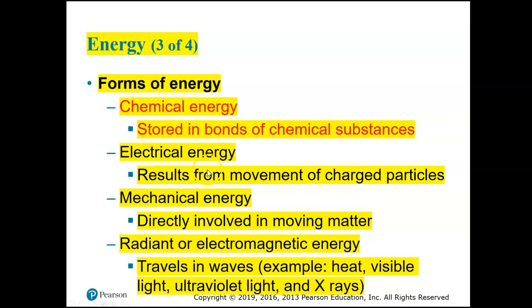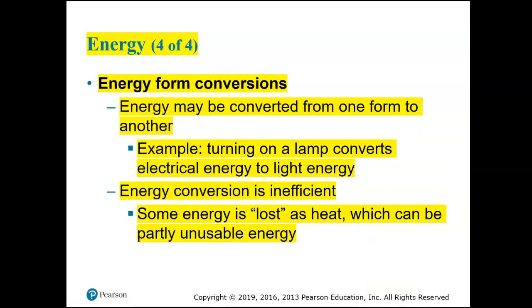Okay, so then there's also radiant or electromagnetic energy that travels in waves. So heat that is released from our body, given off to the atmosphere, is radiant or electromagnetic energy. We have visible light, we have ultraviolet light from the sun, and then we have X-rays and other forms of radiation, maybe that are used in radiation therapy, that kind of thing.